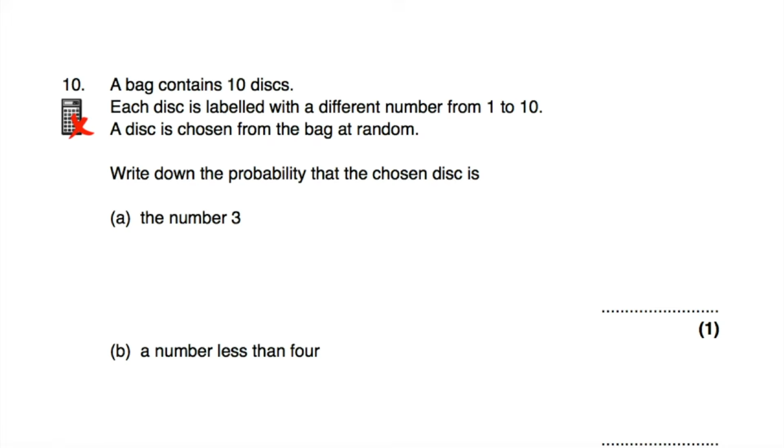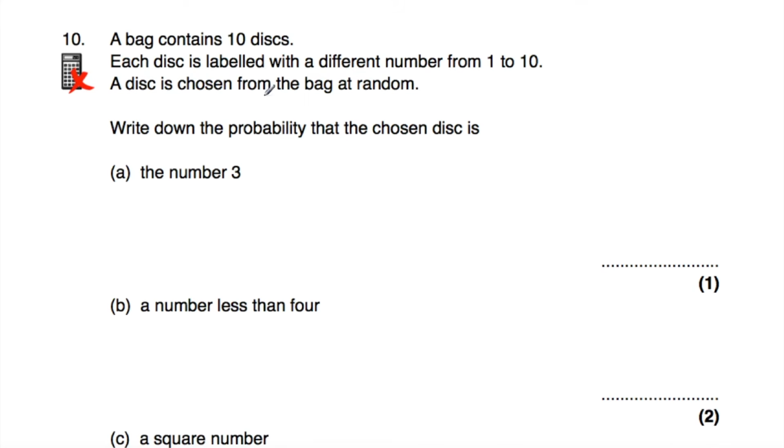Okay, let's have a look at our next question, question number 10. So question number 10 says a bag contains 10 discs, and each of the discs is labelled from 1 to 10. And a disc is picked at random from the bag, and we've been asked to find the probability that the chosen disc is the number 3. Well, there's one 3 in the bag because they're labelled from 1 to 10, so there'd be one 1, one 2, one 3, one 4, and so on. So there's one 3 out of the 10 possible discs. So the probability that a 3 is chosen would be 1/10.